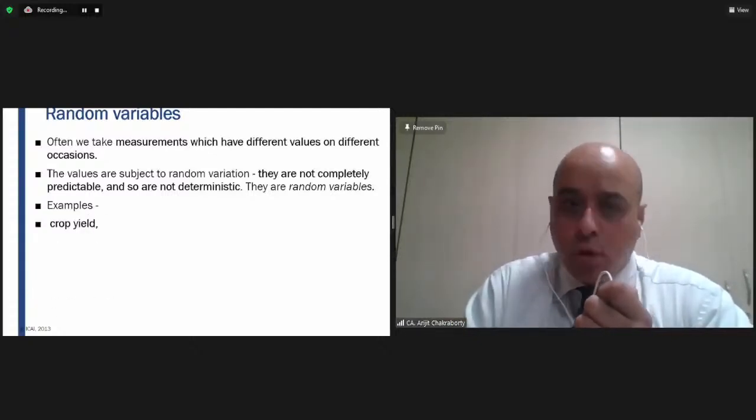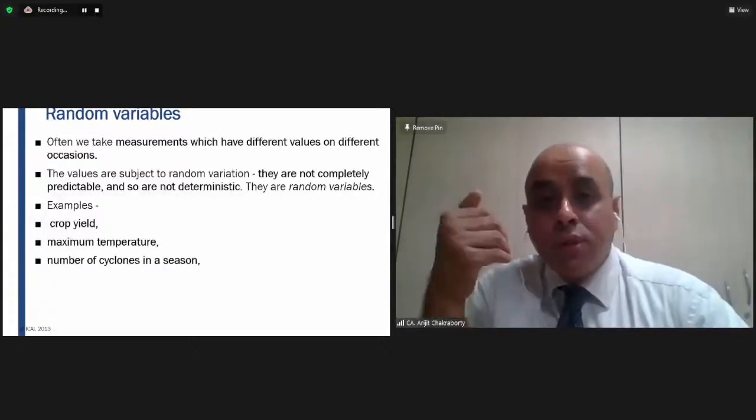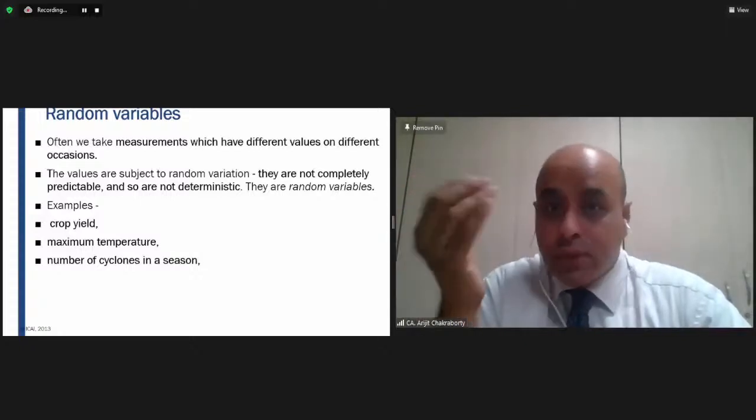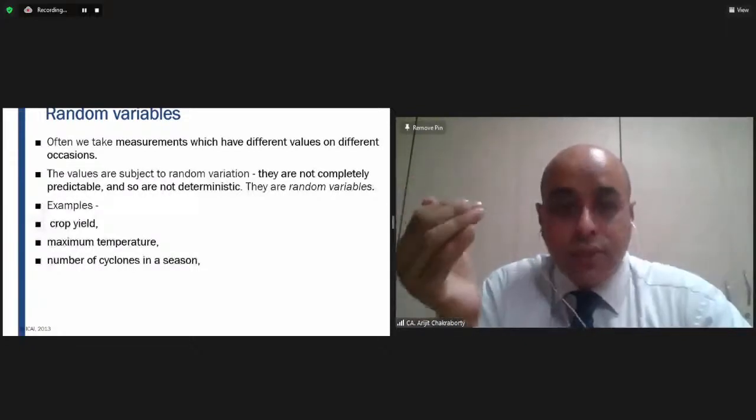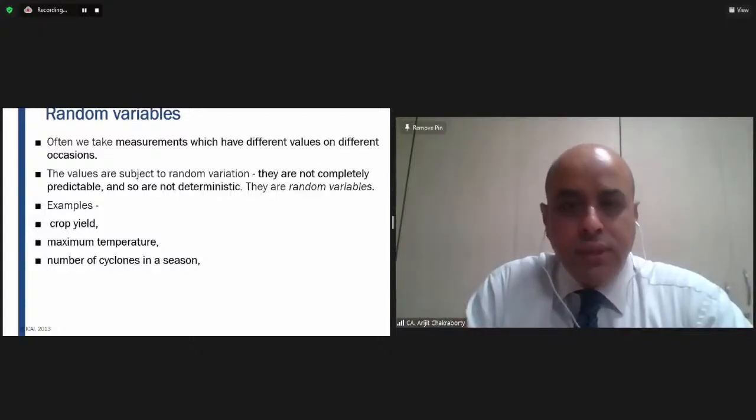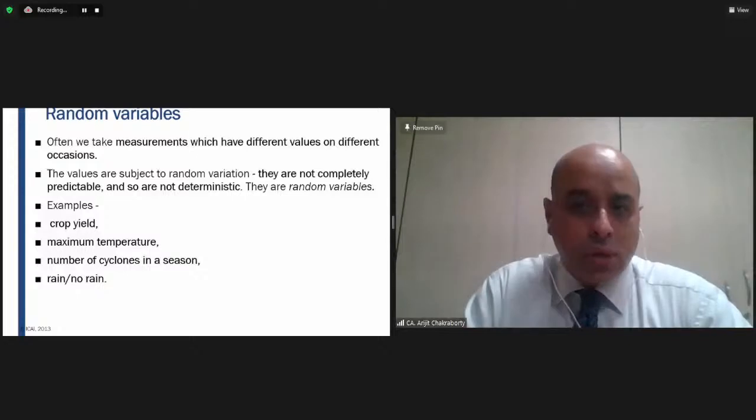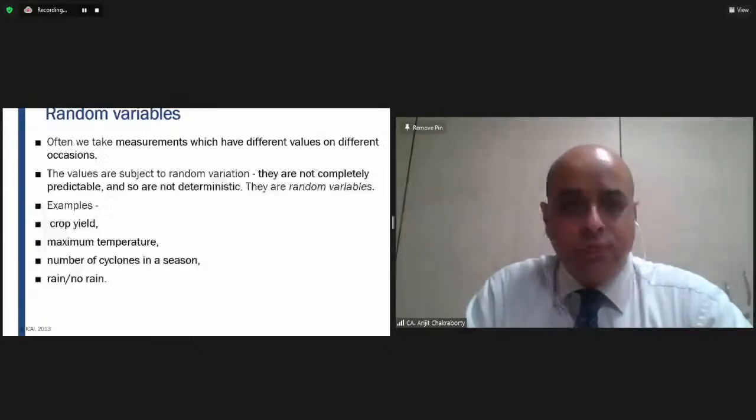Now, examples are crop yield, crop production, the maximum temperature, the number of cyclones in a season. These are the examples which are there in the study material also. We are strictly following the study material so that we understand each of these important concepts. Rain or no rain, the measurement of the amount of rain, is also not completely predictable. Therefore, this is an example of a random variable.